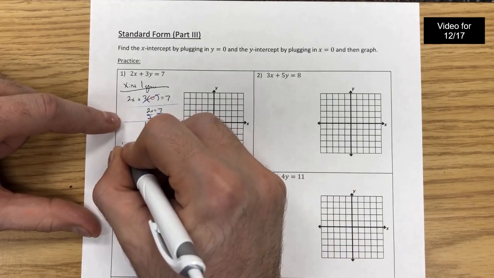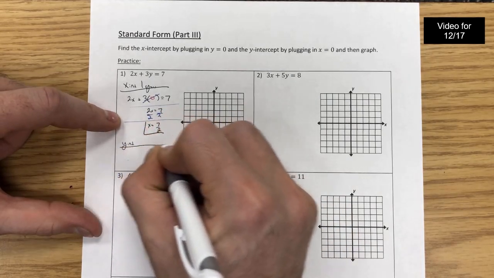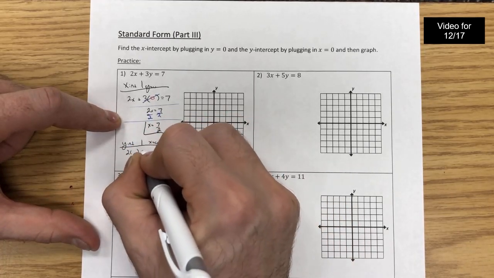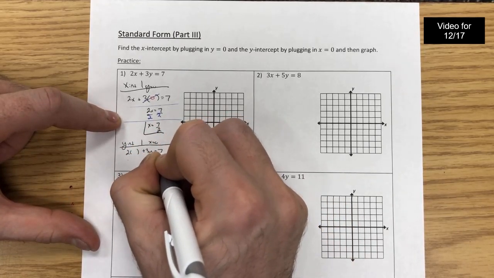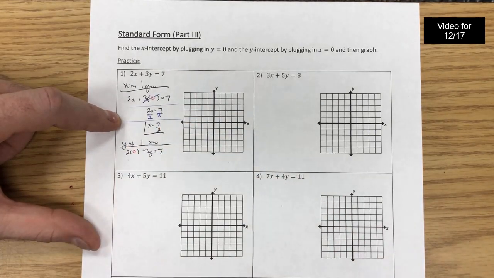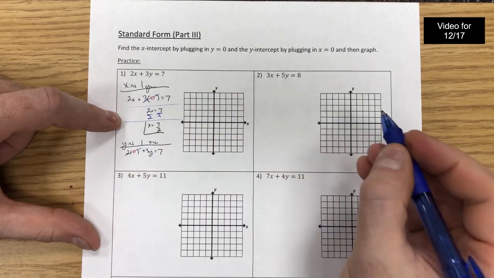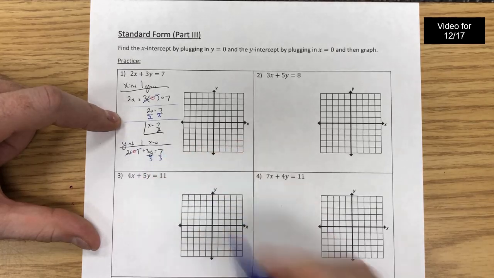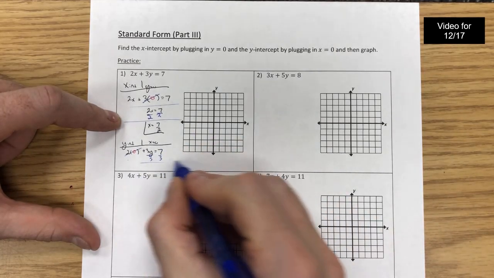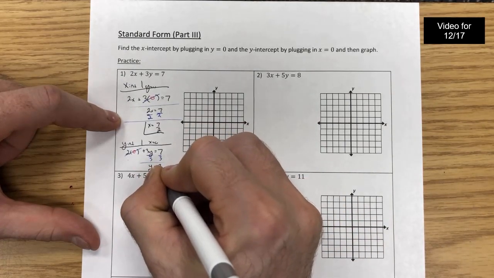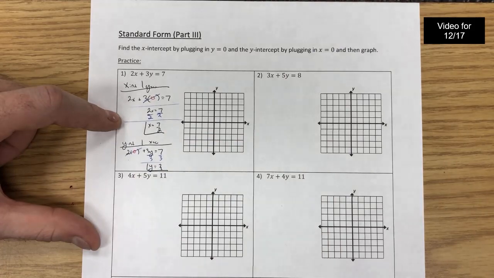And then likewise, to find my y-intercept, I'm going to plug in x equals 0. So 2 times 0 plus 3y equals 7. I'm going to plug in an x of 0 to find my y-intercept, which I know is going to cancel out. I'm going to say 3y divided by 3 on each side. Kind of blended those 2 steps together because I'm running out of space. So I'm going to get y is equal to 7/3. Awesome.